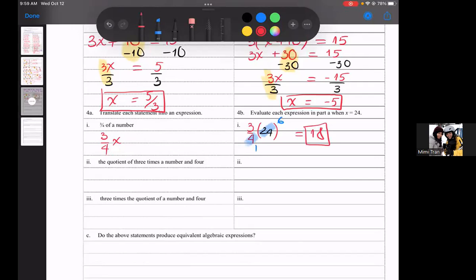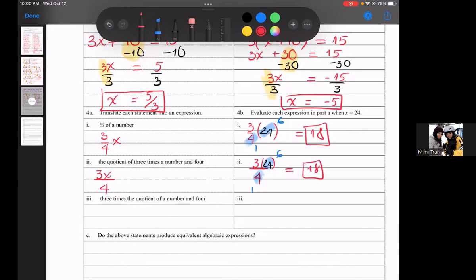The quotient of 3 times a number and 4. So quotient means division. 3 times a number. What's on top? 3x, right? And 4 on the bottom. Is this the same thing? Yes, right. So 3x over 4, and then you do your 24 here. It is the same thing. 4 goes into 24 6 times. Again, so 18.